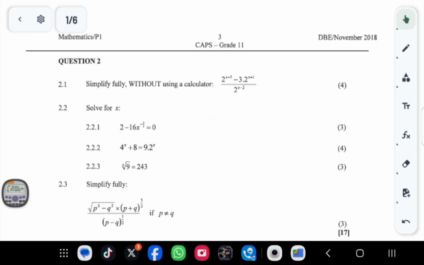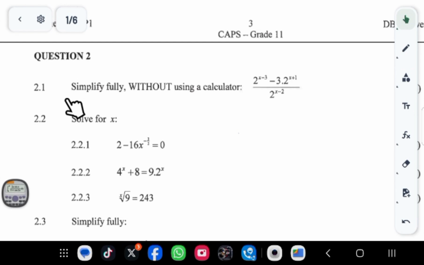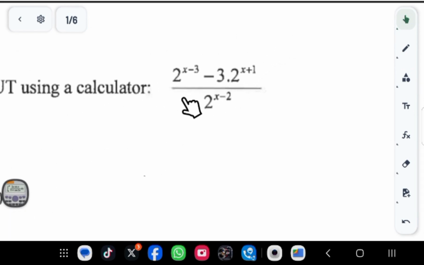And in this video, we're going to focus on a question from a past exam paper, November 2018, for Mathematics Grade 11. And we're focusing on the topic of exponents and surds. Let's start. Question 2 says 2.1, simplify fully without using a calculator. And this is the question.